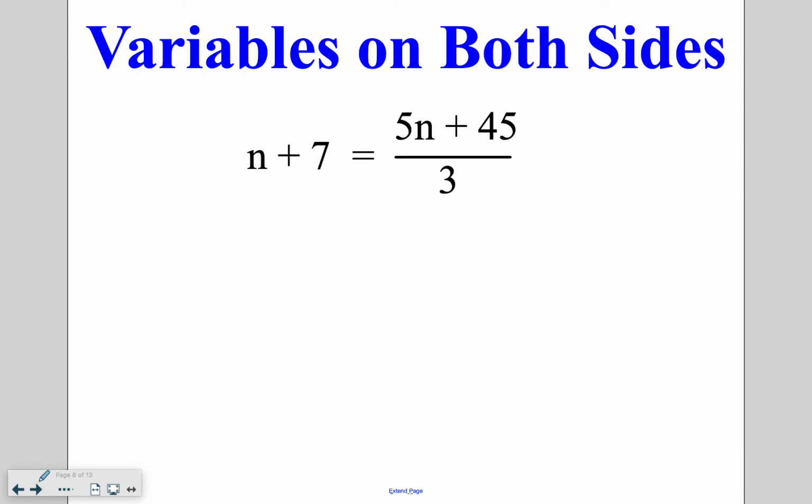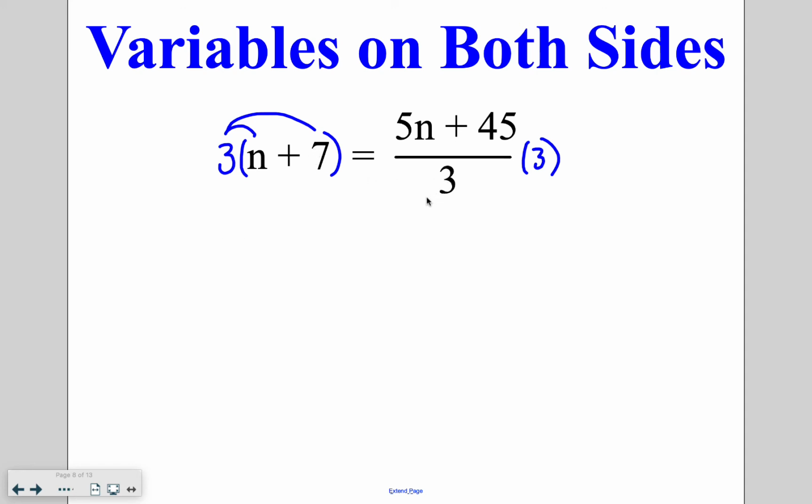Moving on, if you have a fraction involved in your problem, the first thing we're going to want to do is remove that denominator. So it's saying n plus 7 is equal to (5n plus 45) over 3. I want to get rid of that over part so I can actually solve the problem. I'm going to go ahead and do that by multiplying 3 on both sides of the equation, which on the left side then is going to turn into a distributive property because I have an n and an addition of 7 occurring on that left side.